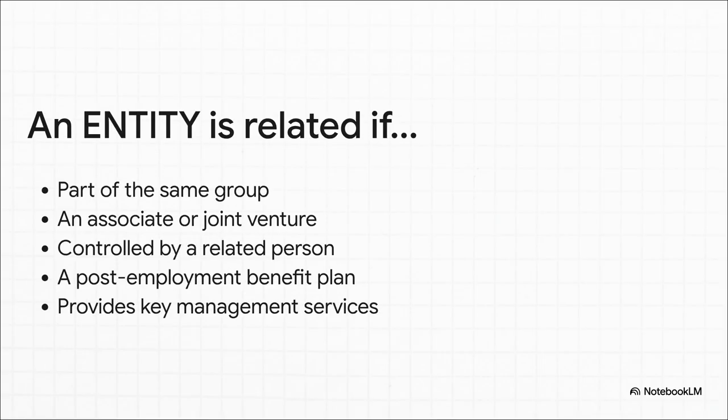And then you've got entities. The connections here can be just as tight, if not tighter. We're talking about companies in the same group, like a parent company and its subsidiary. Or it could be an associate or a joint venture. It could even be a totally separate company that just happens to be controlled by one of those key people we just talked about. The whole point is to map out that whole interconnected web of control.